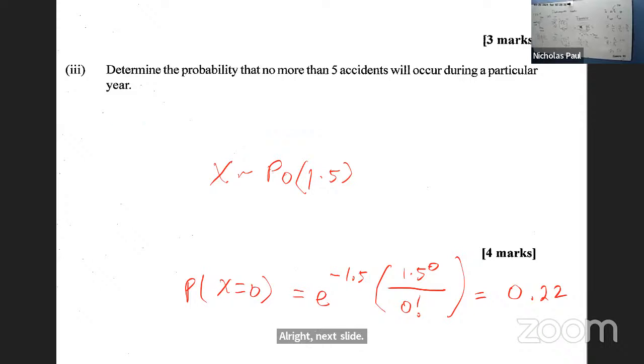Pay attention to the time interval. Double count. You get 0.22. Okay, next one. No more than 5, right? It's okay. Two killing. You got true?